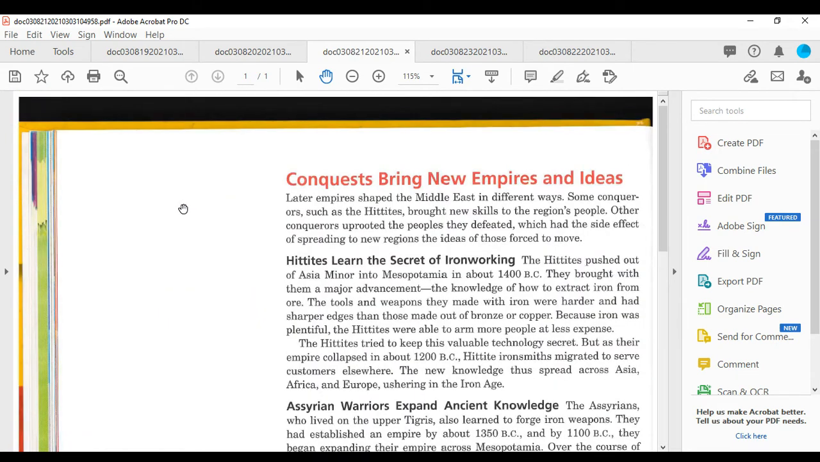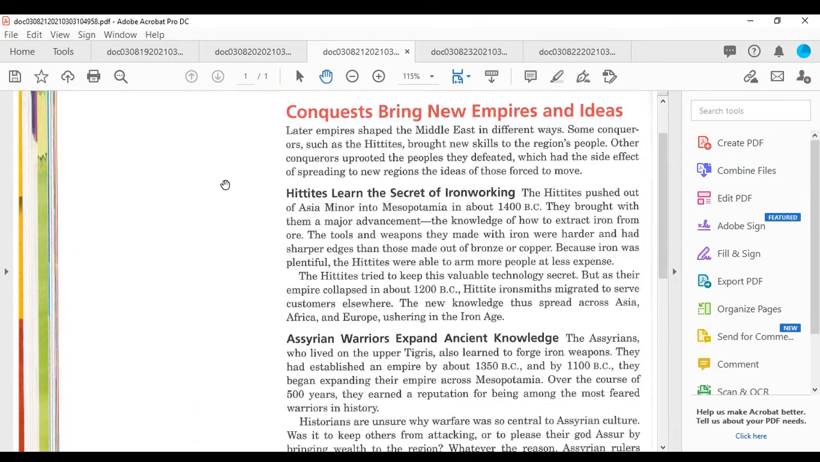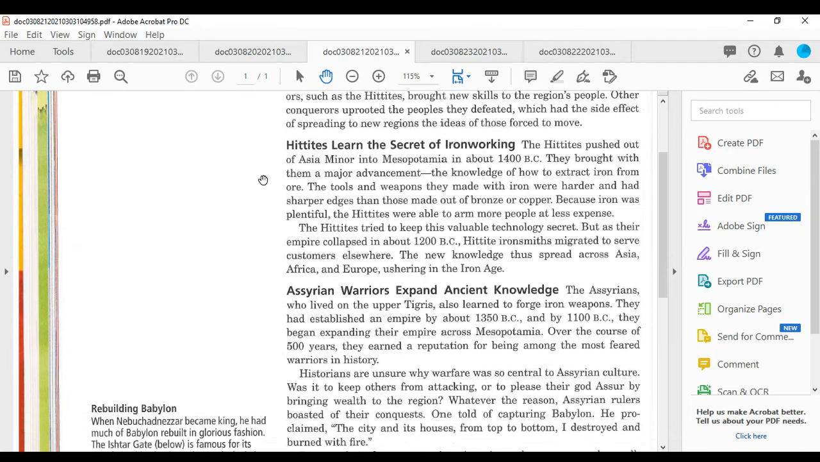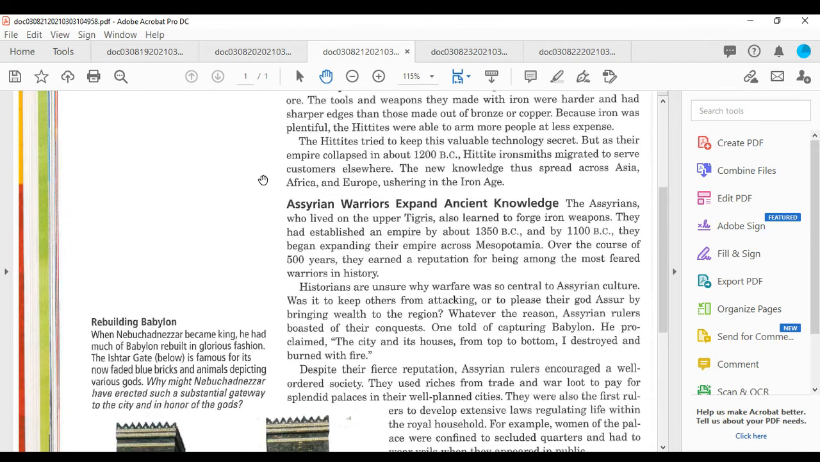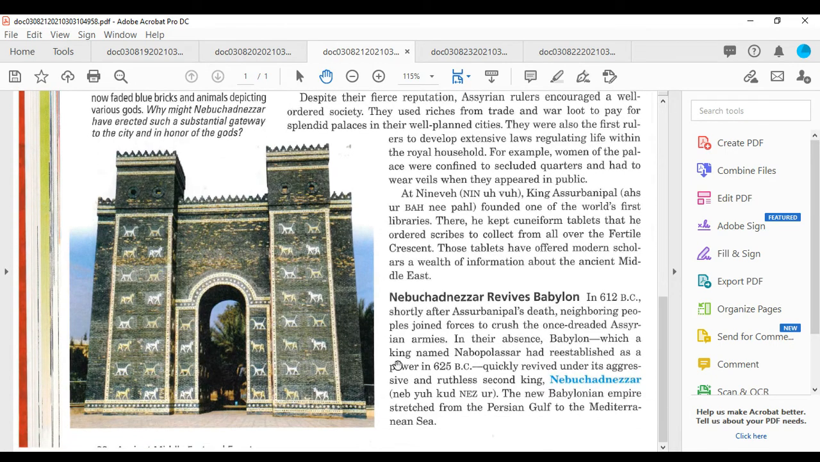Continuing on, conquests bring new empires and ideas. That's the next heading. A subheading is Hittites learn the secret of ironworking. Assyrian warriors expand ancient knowledge. And then here's a great name, Nebuchadnezzar. Nebuchadnezzar revives Babylon, with his name highlighted in blue.